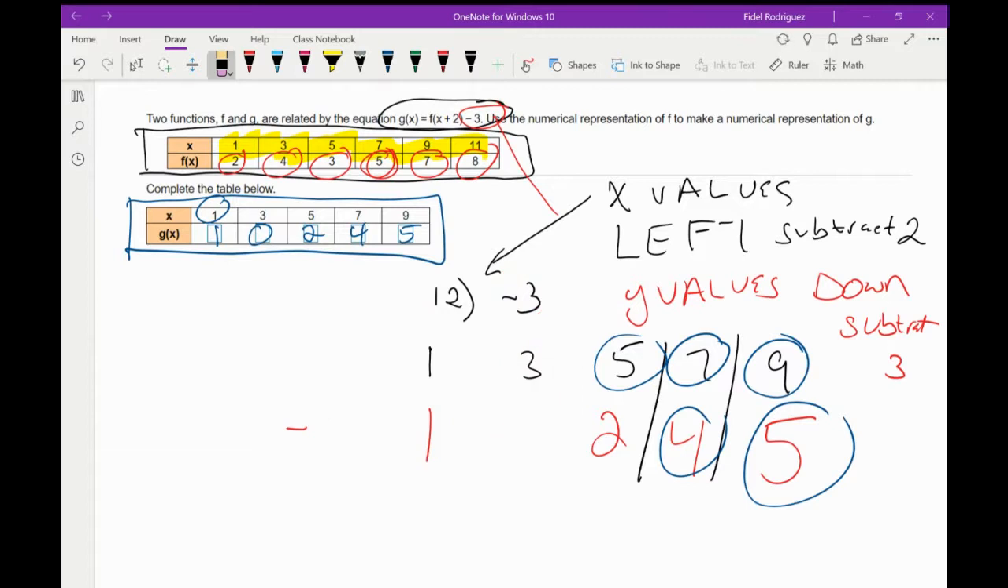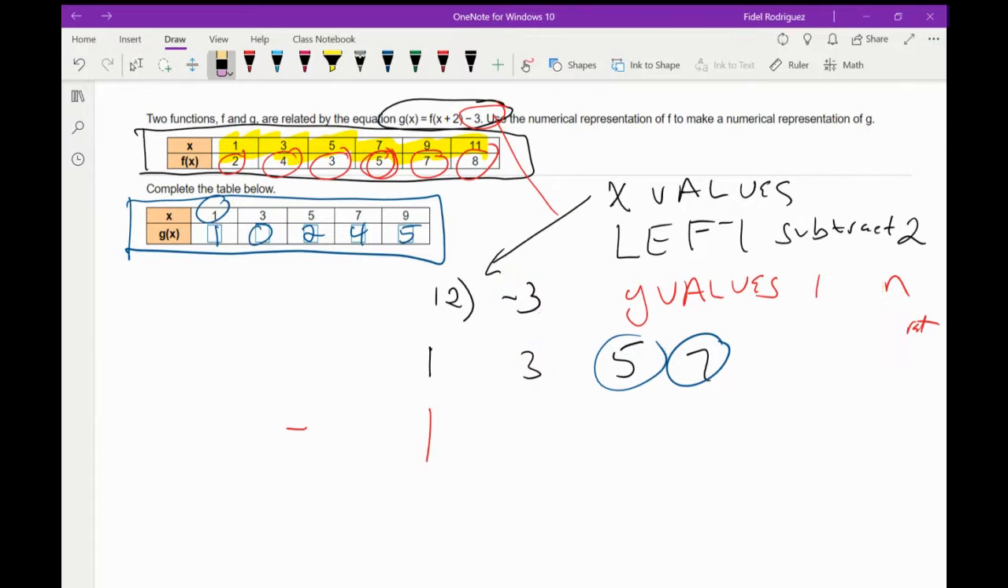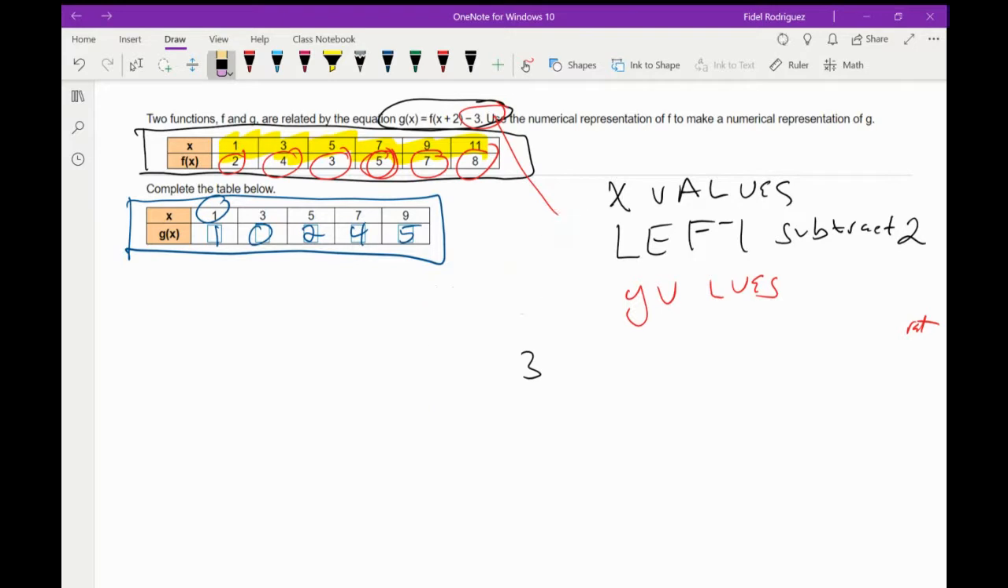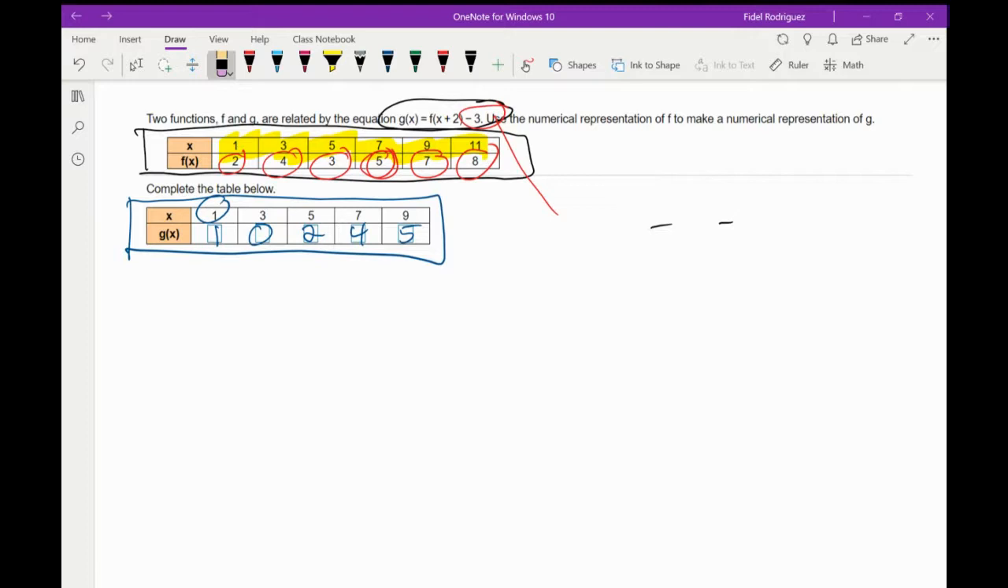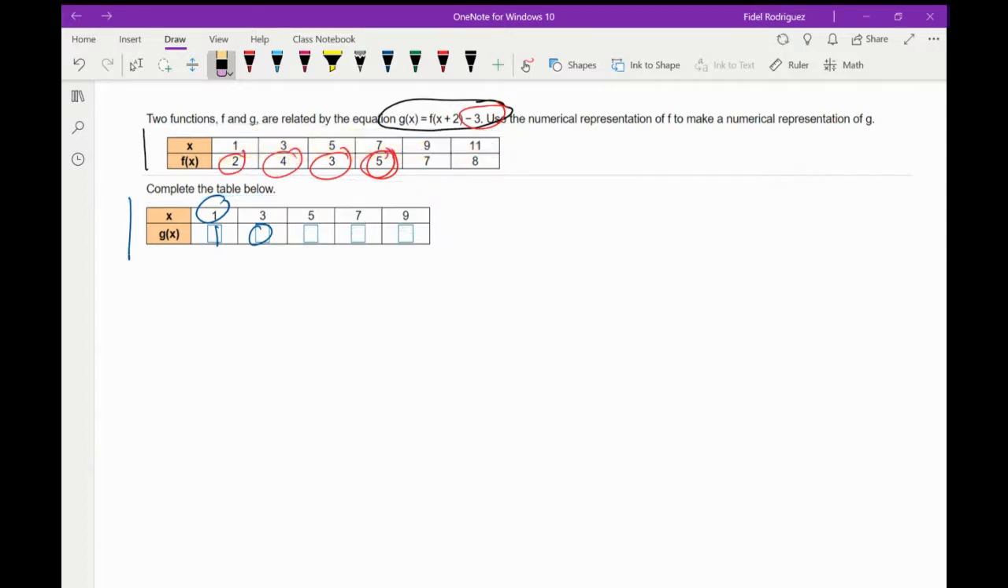Oops, let me. Oh, come on, eraser, erase. All right, let's see. Here we go. Okay, so we're almost there.